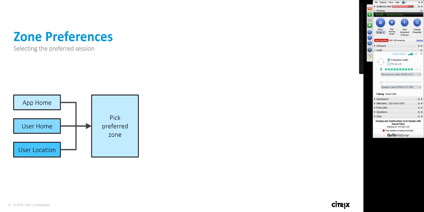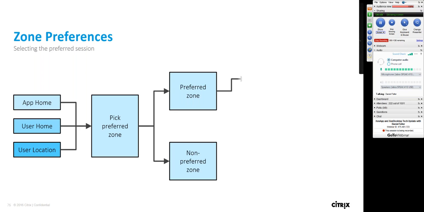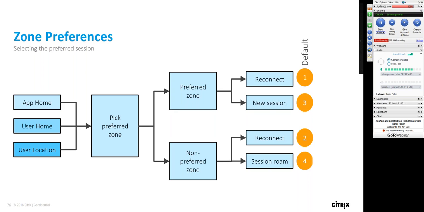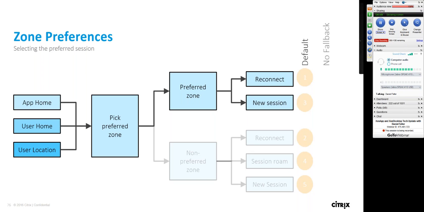So how this now works is that it evaluates this criteria and then picks a preferred zone. And then it sets up this whole connection or session creation process. And this is the order it goes. It'll try to reconnect you in a preferred zone. If it can't, it'll try to reconnect you in a non-preferred zone because it wants to save resources. And then if it can't do either of those, it'll build you a new session in your preferred zone. If it can't do that, then it goes down to your non-preferred zone and tries to reconnect and then build a new session. So that's the default config.